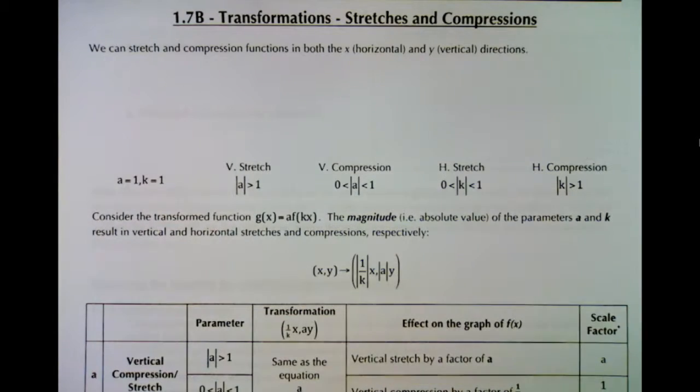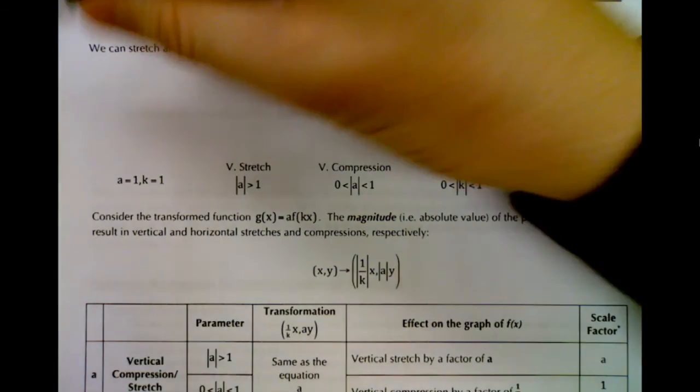Okay, this is lesson 1.7b. This is stretches and compressions. Just like reflections, we can stretch and compress both horizontally and vertically. The types that you've seen up to this point in terms of stretches and compressions were only vertical, and it was with a parabola. So let's refresh what that looks like.